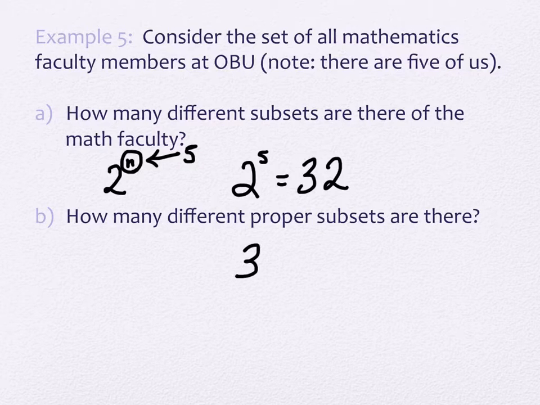31. It's just one less. No matter what you have, it's just one fewer than what you had before, because what it excludes is the possibility that it was actually everyone. That's only one possibility. It wouldn't be n minus 1, so it wouldn't be 2 to the 4th.